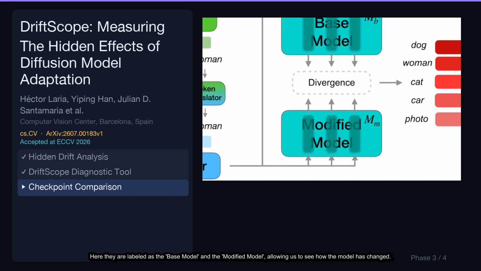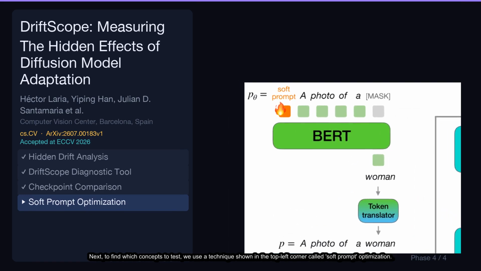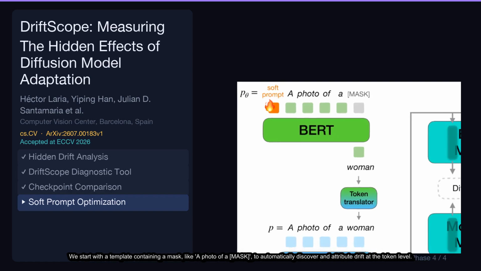Here they are labeled as the base model and the modified model, allowing us to see how the model has changed. Next, to find which concepts to test, we use a technique shown in the top left corner called soft prompt optimization. We start with a template containing a mask, like "a photo of [mask]", to automatically discover and attribute drift at the token level.